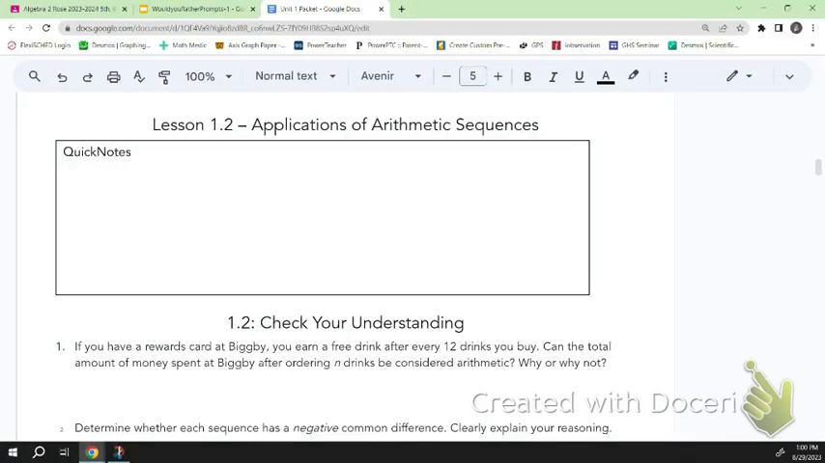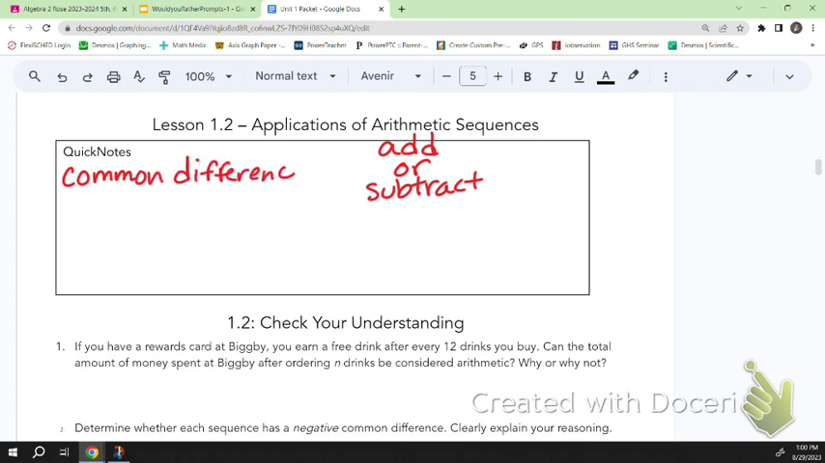Applications of arithmetic sequences. So we talked about arithmetic sequences: they add or subtract. I might add that note. Arithmetic sequences have a common difference, and we use lowercase d to represent that.